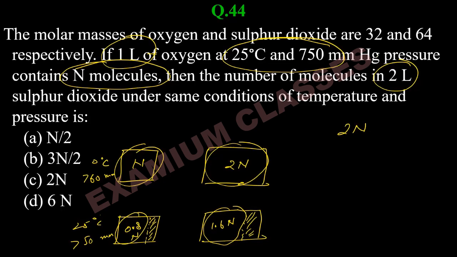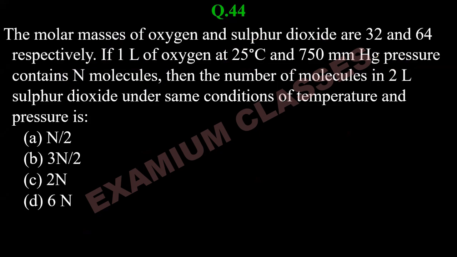But here, understand the question. 1 liter of oxygen. So here you have oxygen, and this is 1 liter. At some temperature and pressure, because this temperature and pressure remain constant, we may not even consider this. It contains n molecules. Now it is asked, what is the number of molecules in 2 liters of sulfur dioxide?